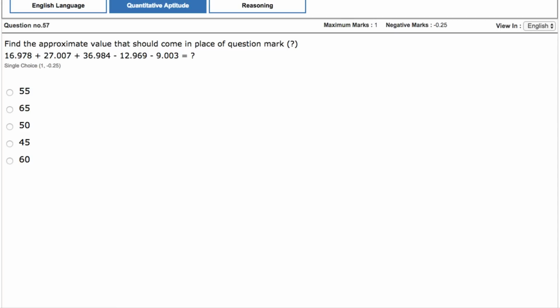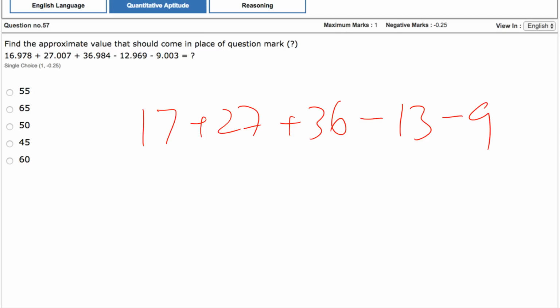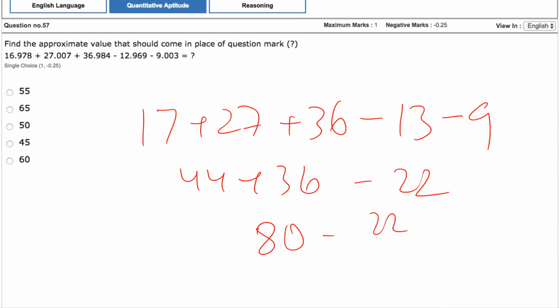I think this is again a sitter. I'll not even bother to write it as it is. This is 17 plus 27 plus 36 minus 13 minus 9. Quickly do this. 44 plus 13. Even if I write it down, it should not take much time. I have written it, right? 70, 80 minus 22. So 81 does not matter much. 81 minus 22 or 80 minus 22, 58 or 59. Any answer close to it is just 1.